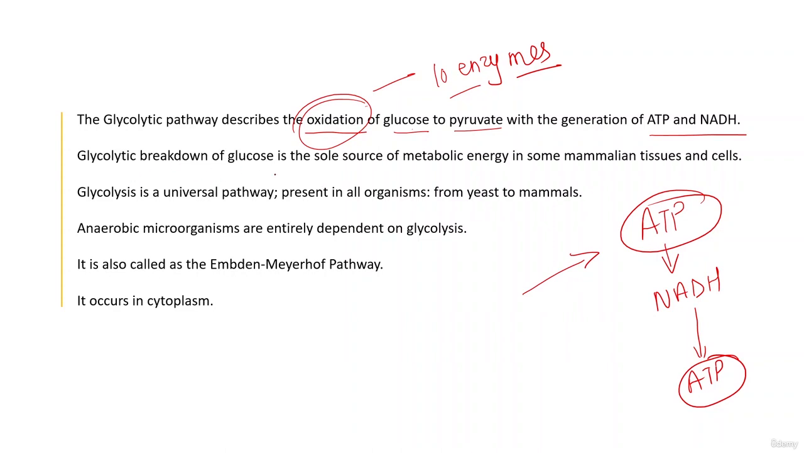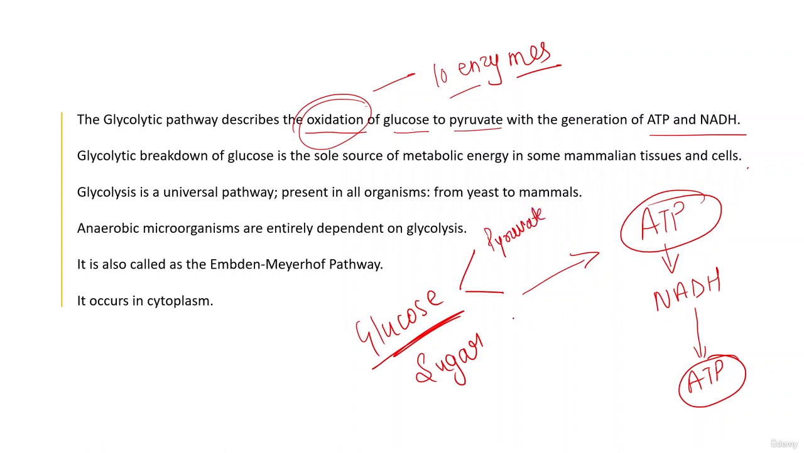Glycolytic breakdown of glucose is the sole source of metabolic energy in some mammalian tissues and cells. Every cell needs glucose. Glucose, a sugar, is the sole source which will be broken down into the pyruvate molecule. And during this breakdown, the ATP molecules will be produced.